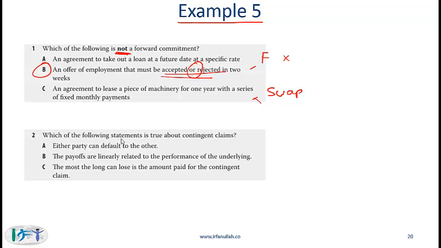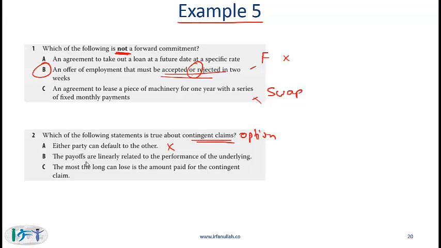Which of the following statements is true about contingent claims? Either party can default to the other. Notice that this is not a true statement because the party that buys the claim, and when you think of contingent claims, the best category to think of is an option, the party which buys the option or the holder of the option cannot default because that party has the option. The other party which sold the option might default.